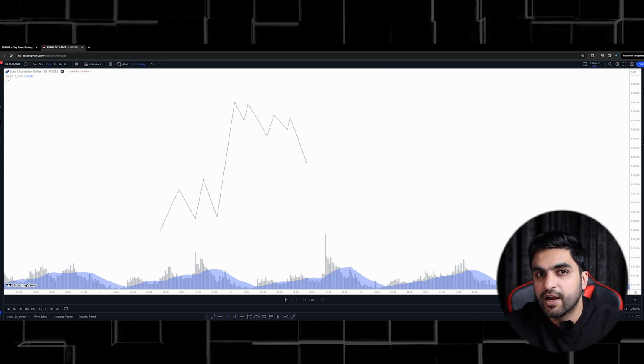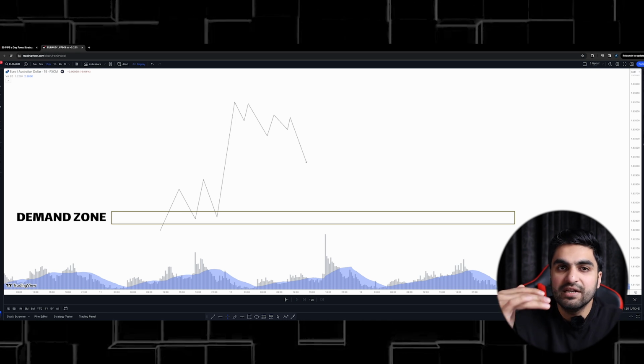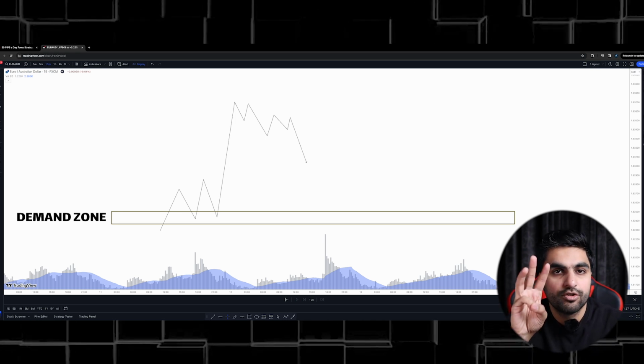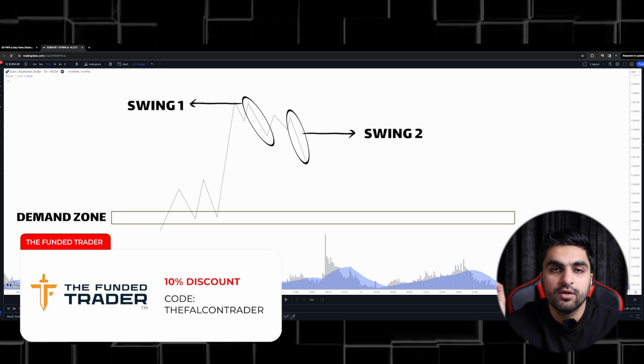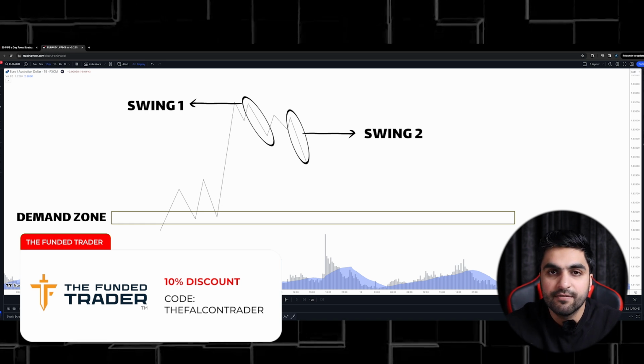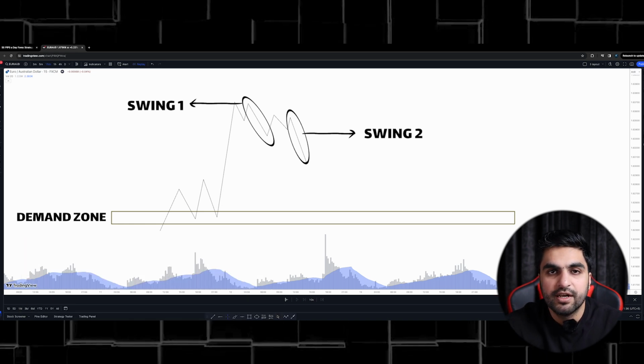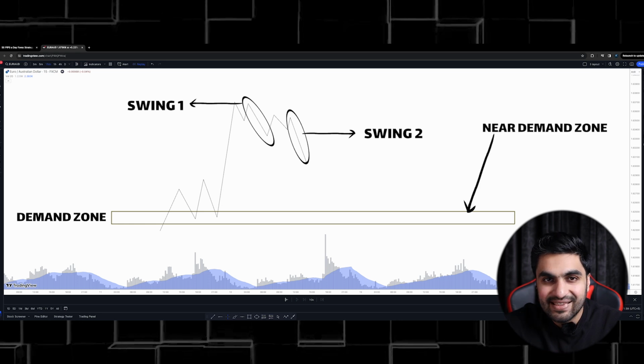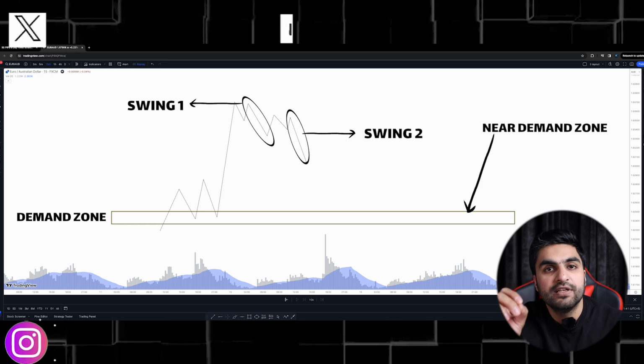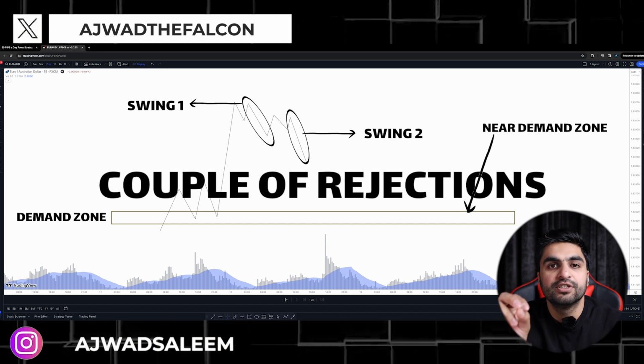And we have our demand zone right here. So market needs to come to the demand zone in 3 swings. We have first swing, we have second swing, and whenever market is going to make third swing, it should be coming near to the demand zone. And then what we're going to need, we will need a couple of rejections at the demand.